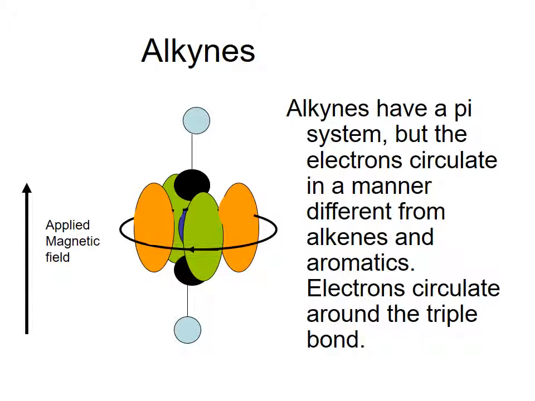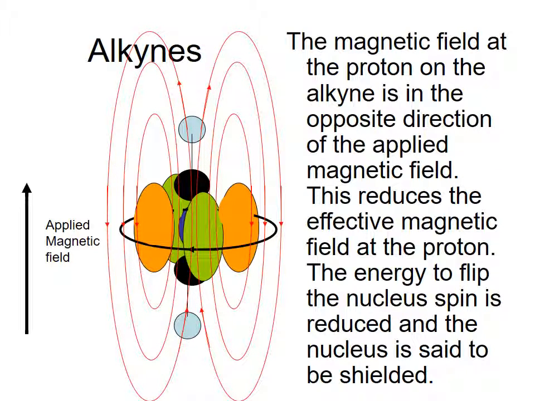Alkynes have their electrons circulate in a different way. They circulate in a way that is perpendicular to the sigma bond. And so the magnetic field that is made looks like this. And that actually decreases the magnetic field at the nucleus of the proton. And so we actually find alkynes are shielding much more than the alkenes are.